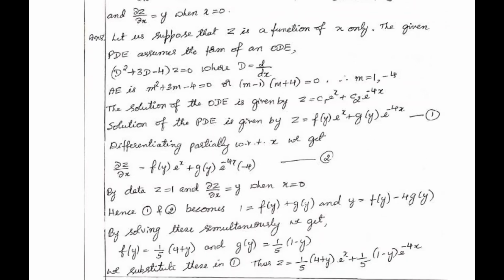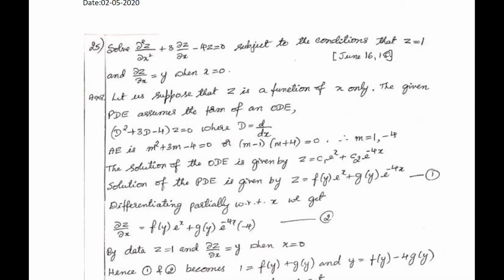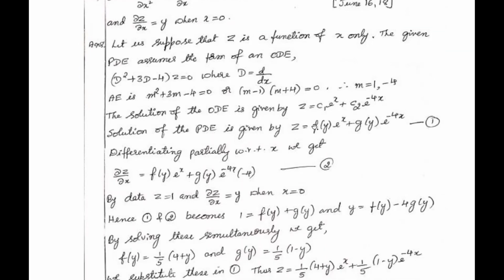Now we have to find f of y and g of y making use of the given conditions. Conditions are given, we have to make use of them. So partially differentiate with respect to x. When we differentiate partially with respect to x, we get f of y into e power x, plus g of y into differentiation of e power minus 4x, which is minus 4 into e power minus 4x. By data, z value is 1 and dou z by dou x value is y when x equal to 0.